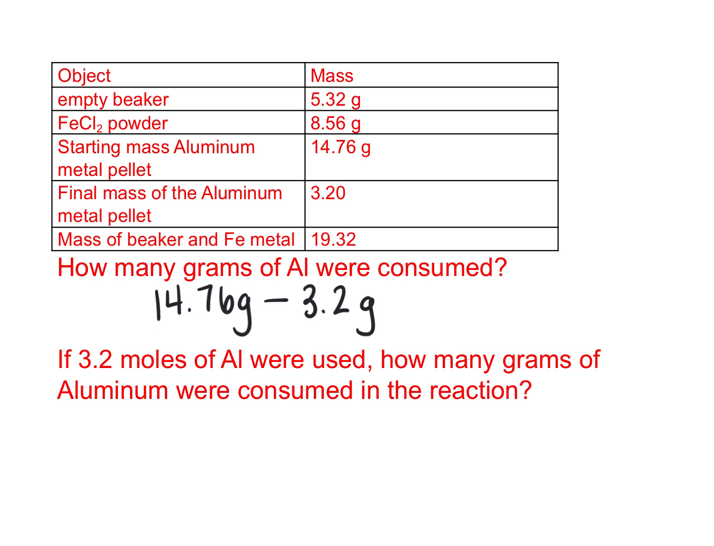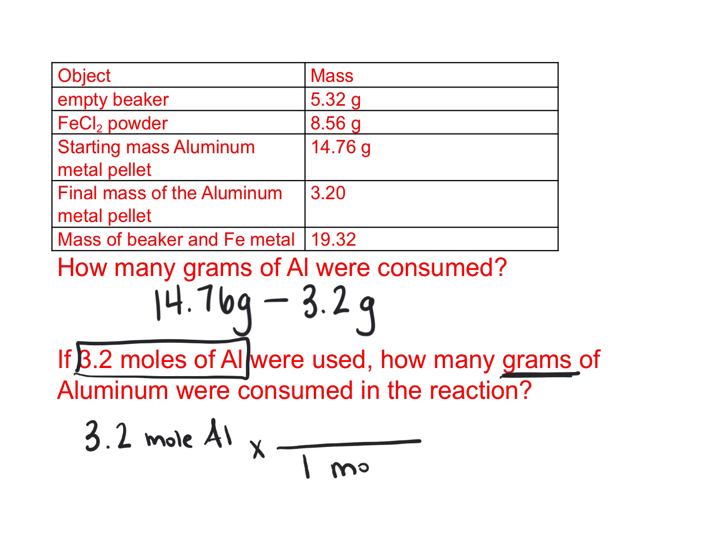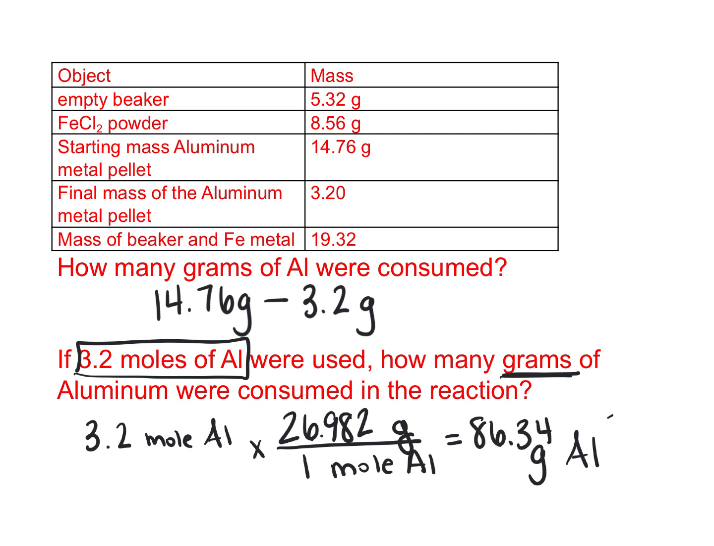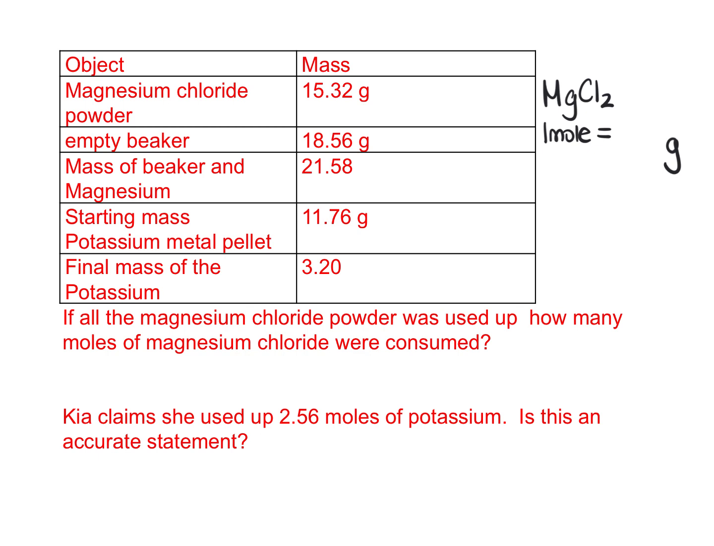And then what if we had 3.2 moles of aluminum? How many grams would that be? So we're going to start with our 3.2 moles of aluminum. And we don't want moles anymore, so 1 mole is going to go on the bottom. And I want to find out how many grams that would be. So I'm going to look on my periodic table to see the molar mass of aluminum. So the molar mass is 26.982. And if I actually used up 3.2 moles, that would have been 86.34 grams of aluminum.